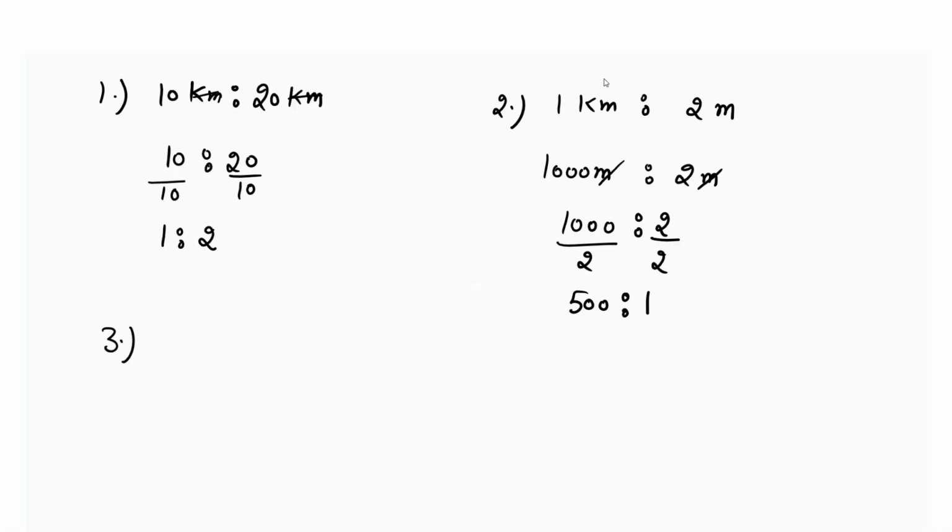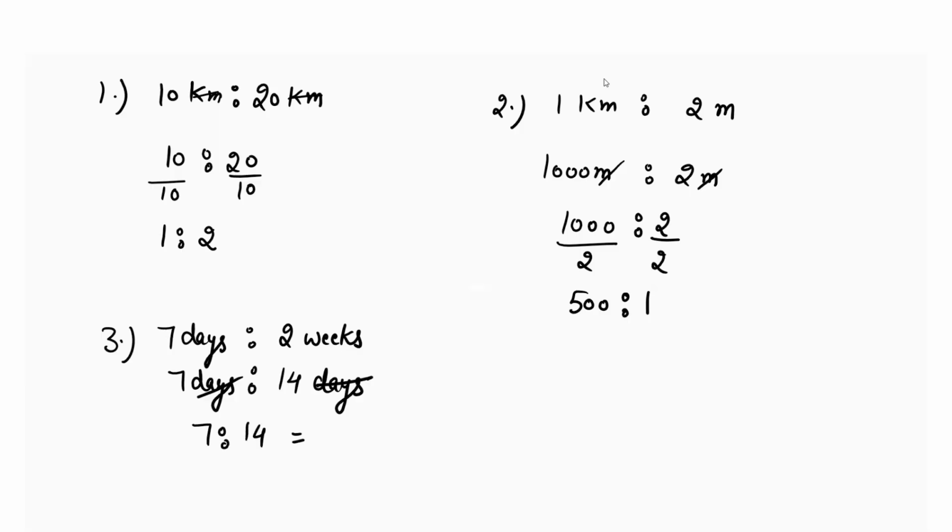Similarly, if I have 7 days and on the other side I have 2 weeks. Now week is a bigger unit and days is a smaller unit. So I'll convert 2 weeks into days. I'll get 14 days and 7 days. Now days and days, same unit, we can cancel it, and then we are left with the numbers only, which can be simplified by 7, and we'll get 1 ratio 2. So this is how we can work with the simplification of ratios.